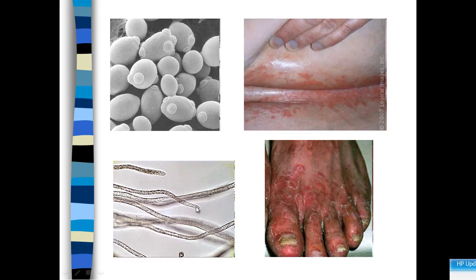Here's a type of mold. You can see this is filamentous fungi. Okay, they make these long filaments. And this is a type of foot mold, athlete's foot. Okay, this is a tinea type mold. Tinea is the genus. And it's also infective.